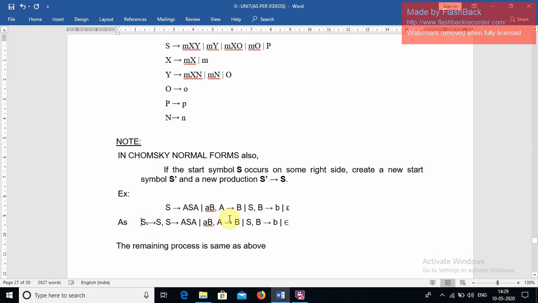Okay, the remaining process is the same as the previous algorithm. Okay, this is about Chomsky as well as Greibach normal forms.